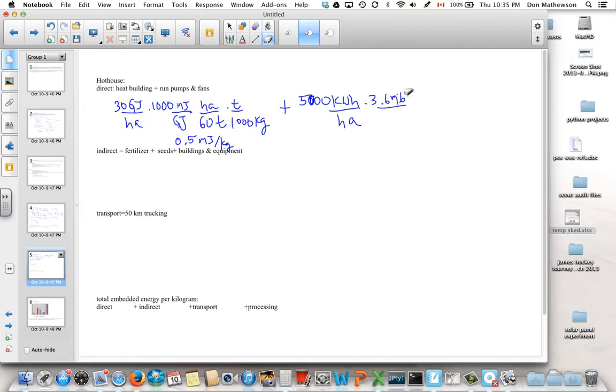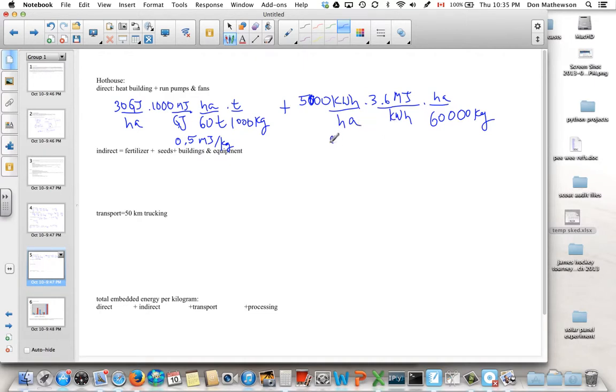My handwriting is just terrible here. Let's try that again. 3.6 megajoules for every kilowatt hour. And then once again, we convert per hectare to per kilogram. And the 60 and the 1,000 is just 60,000. 60 tons is 60,000 kilograms.